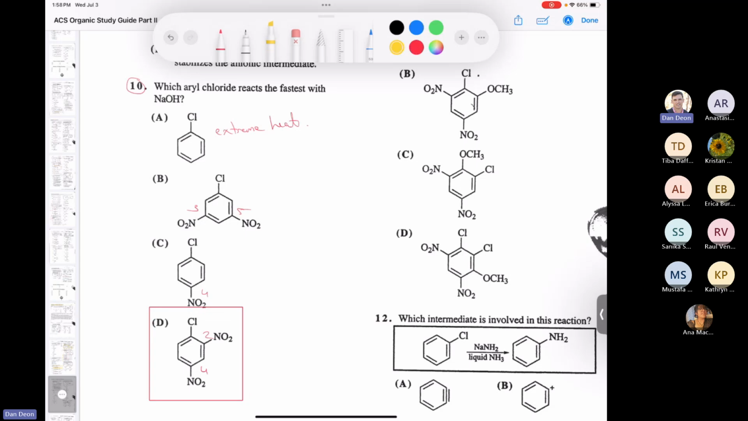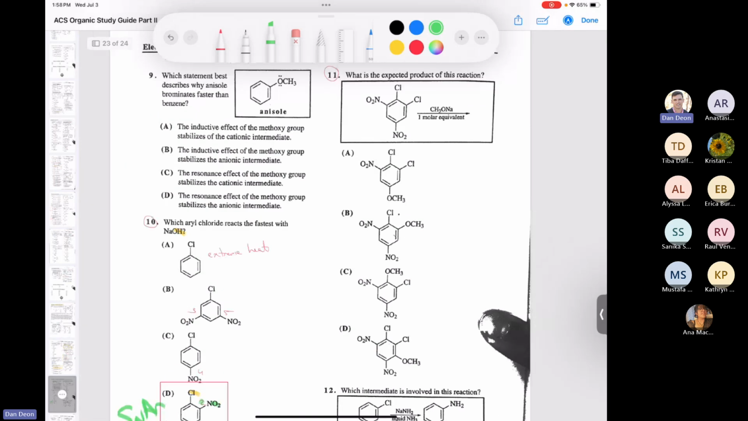You have got a good leaving group. You have got a good nucleophile. You have got 2 strongly electron withdrawing groups in the 2 and 4 position. They're ortho and para to the leaving group. And so again, this is going to be an SNAR reaction.